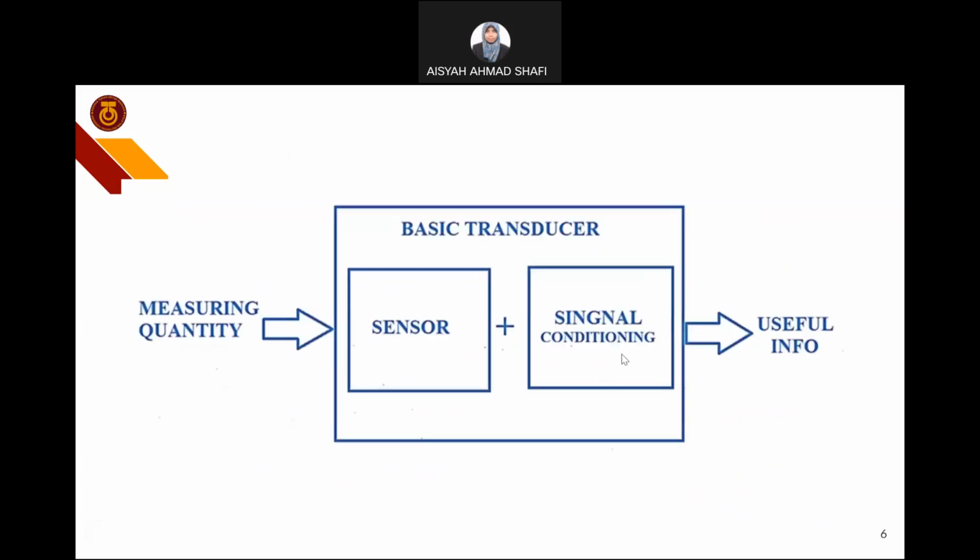This is the basic block diagram. So when you measure the quantity, any quantity for the medical instrument is from the human, and then the transducer is actually including the sensor plus the signal conditioning. So this is the basic block diagram of a transducer.